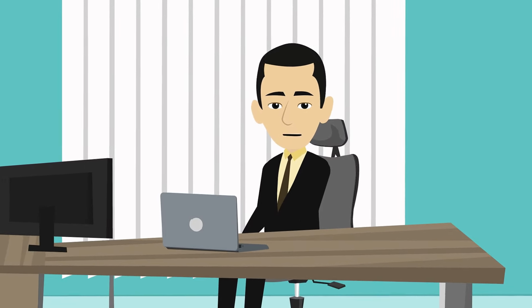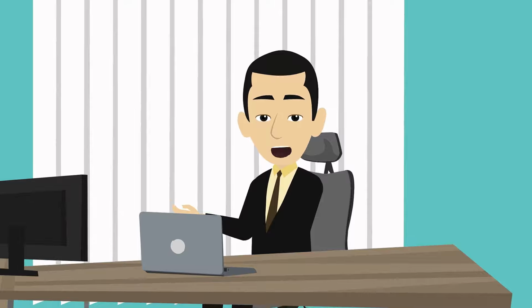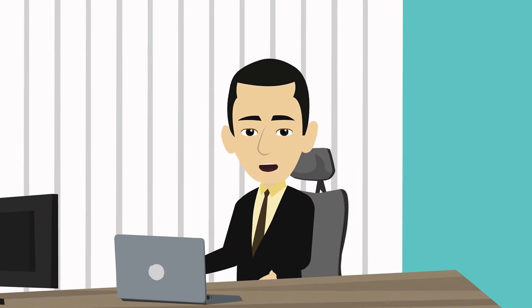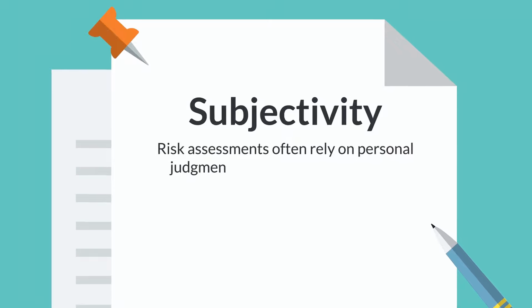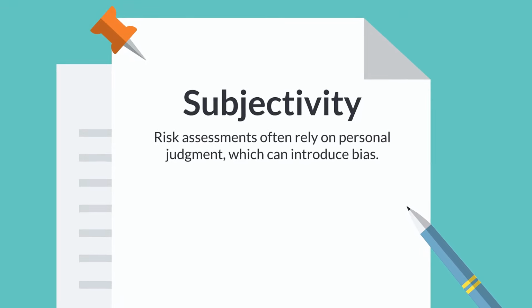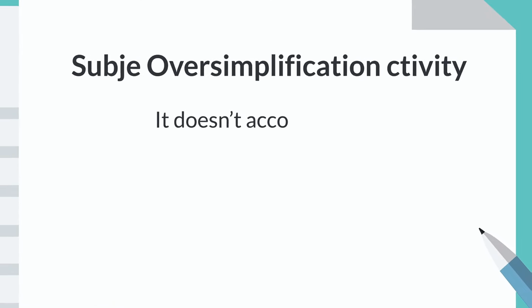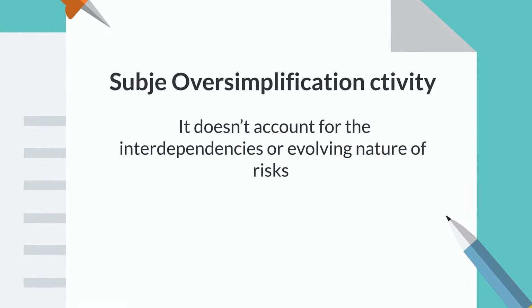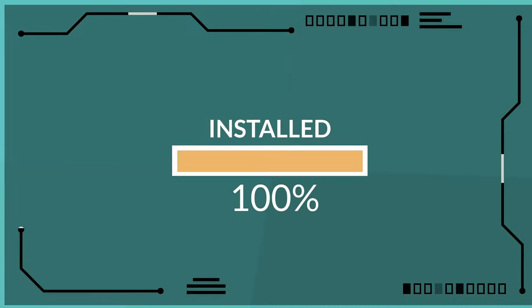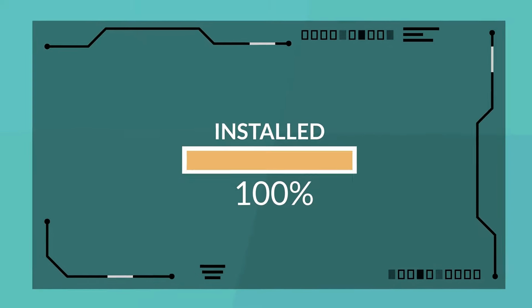Limitations of the framework. Despite its effectiveness, the risk matrix framework has some limitations. Subjectivity, risk assessments often rely on personal judgment, which can introduce bias. Oversimplification, it doesn't account for the interdependencies or evolving nature of risks. Static nature, requires frequent updates to stay relevant.